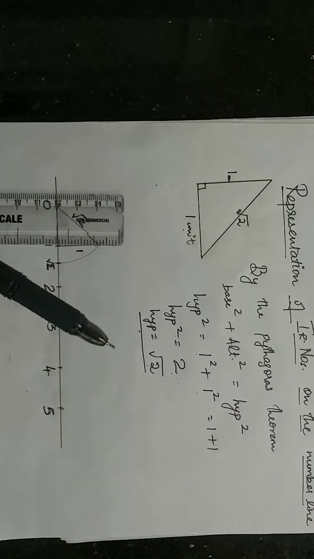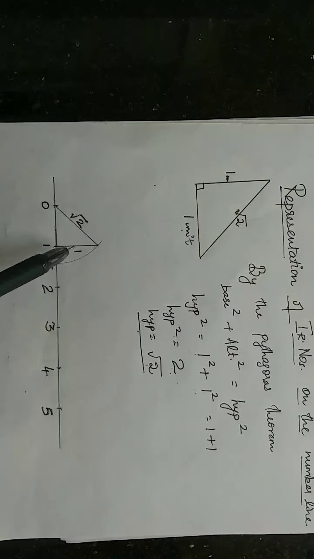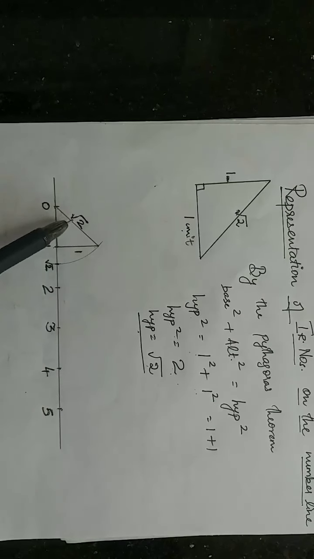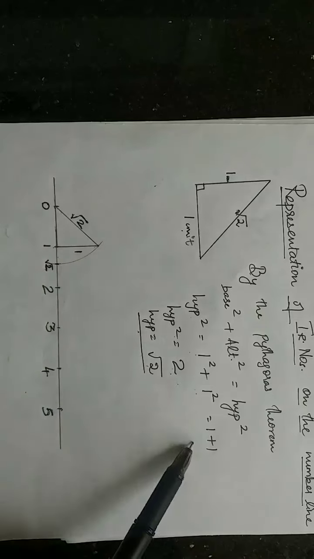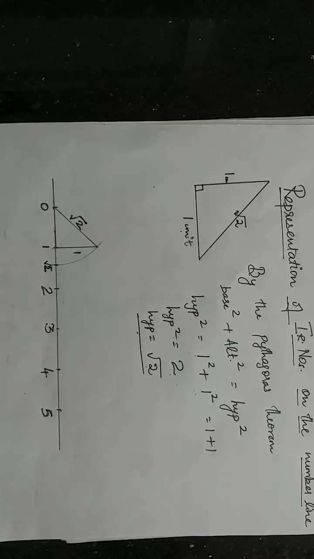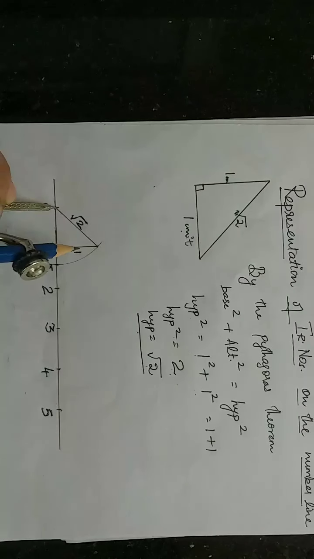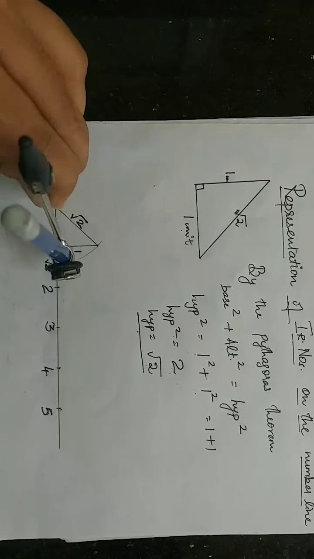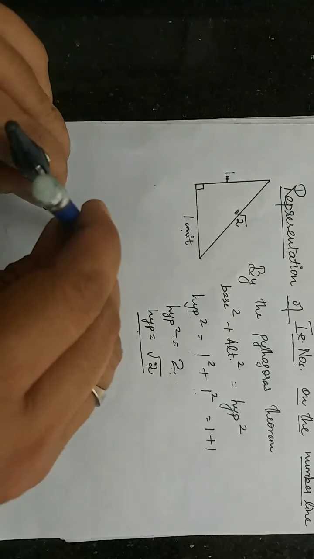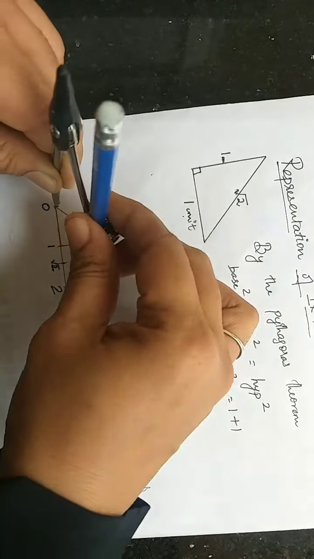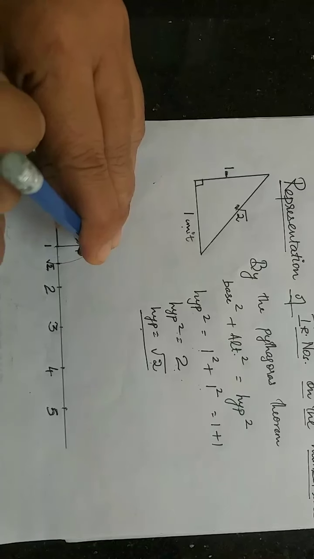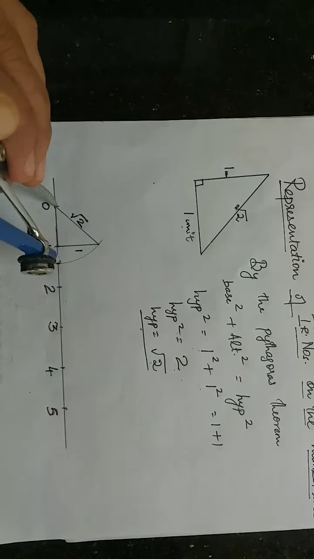You can take 1 unit; for my convenience, I have taken 2 centimeters as 1 unit. So the line joining these 2 points is the hypotenuse, and you can see how we got root 2 here. This is the measurement of root 2. So how are we going to represent this root 2 on the number line? Just take the measurement of this root 2 and draw an arc with the same radius, that is the same measurement, on the number line.